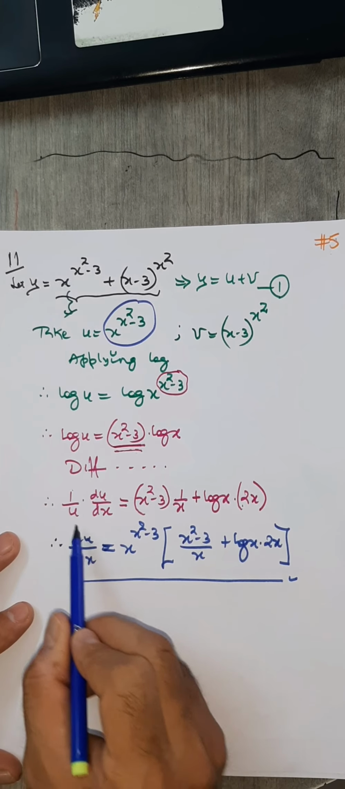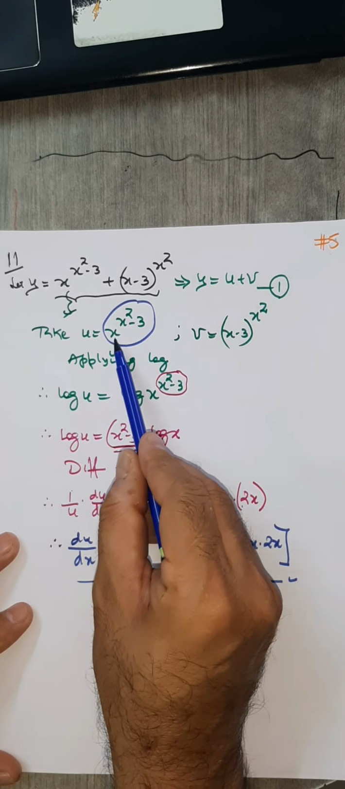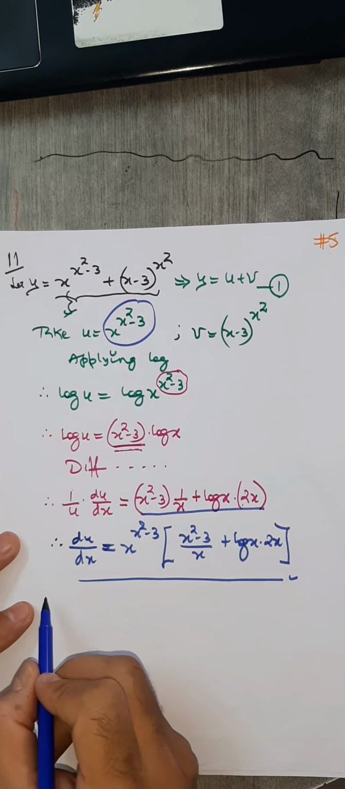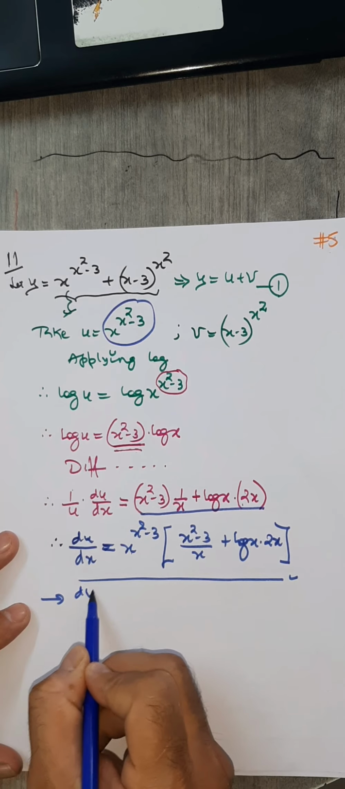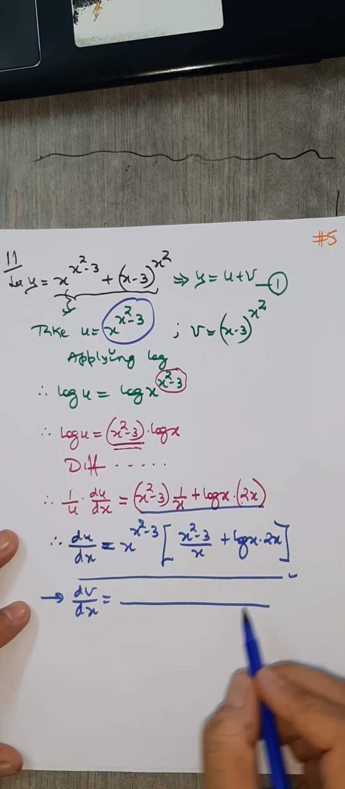du by dx equals to, u will move this side. What is u? That is this portion which are placed here, inside the bracket, this one as it is. In same way, get the dv by dx. You find as I did this.